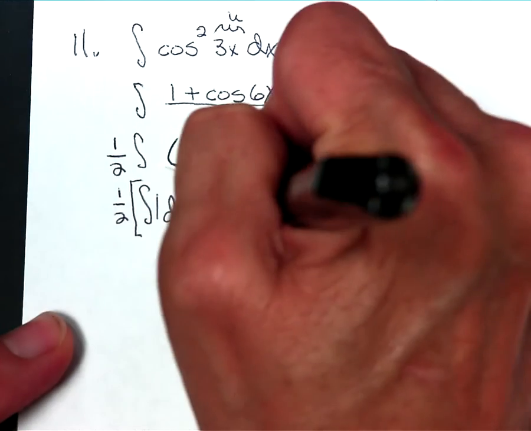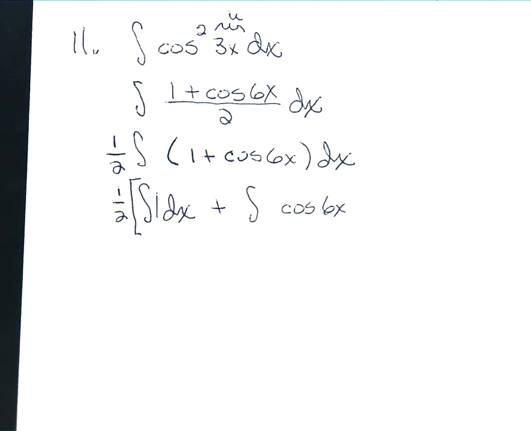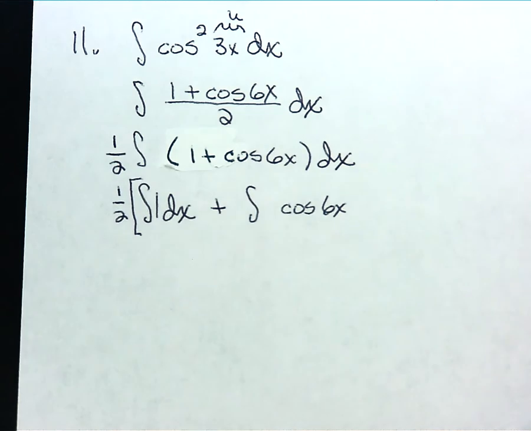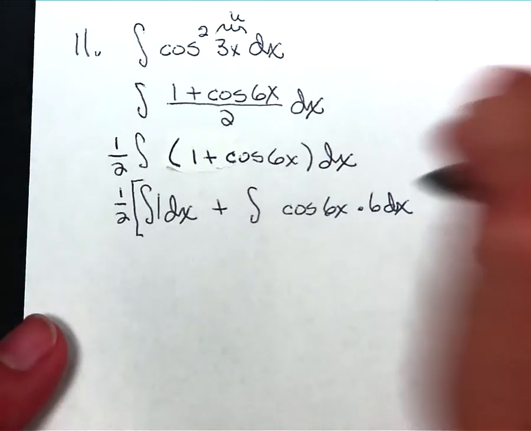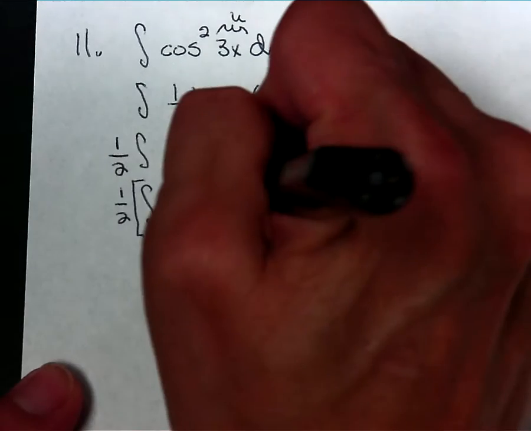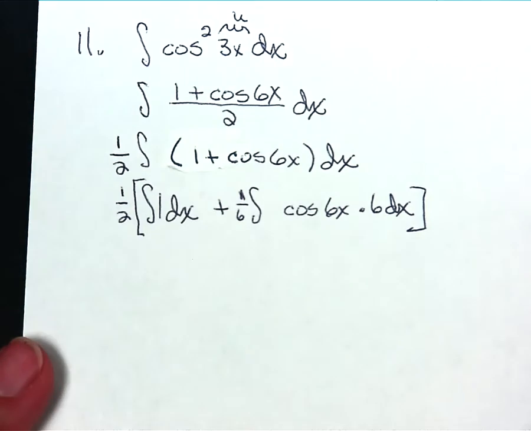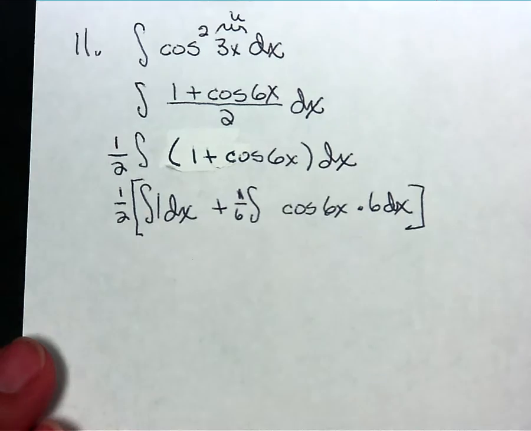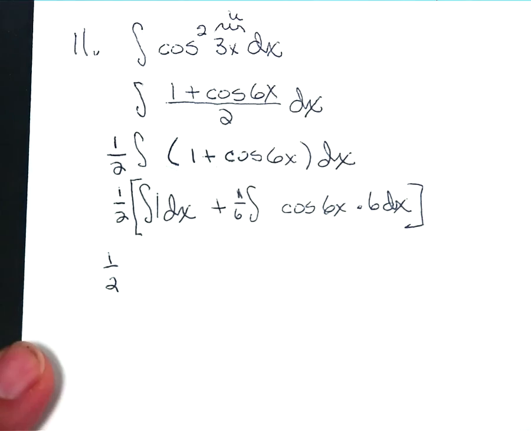Plus the integral of cosine 6x. If I'm going to integrate cosine 6x, what do I have to have beside it? 6 dx. And what do I have to have in front of the integral to make that equivalent to the line above it? 1/6. What's the integral of 1 dx? Just x.